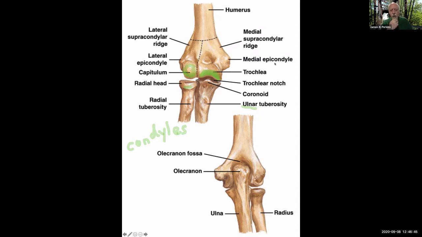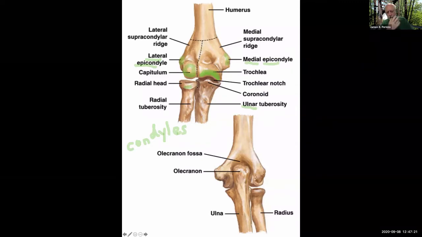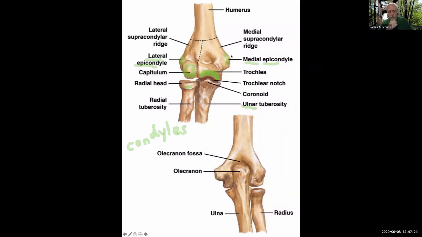There are also a pair of structures known as epicondyles, which simply means above the condyle. So since the trochlea and capitulum are both condyles, these two bumps that lie just superior to those are the epicondyles. There's one here on the medial side, just above the trochlea. This is called the medial epicondyle. And then there's one on the lateral side, just above the capitulum. So that's the lateral epicondyle. These are going to turn out to be very important when we get down into the antebrachium, because many of the muscles in the antebrachium, in the forearm, have their origin on both the medial and lateral epicondyles.